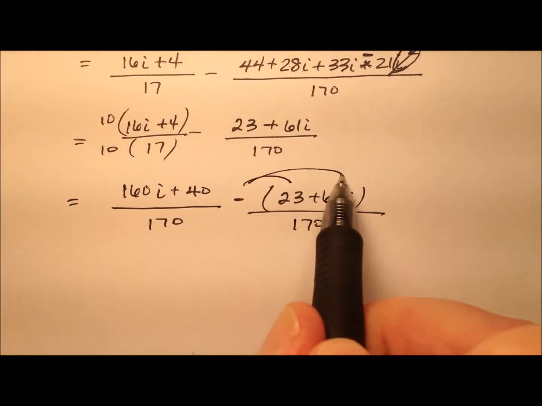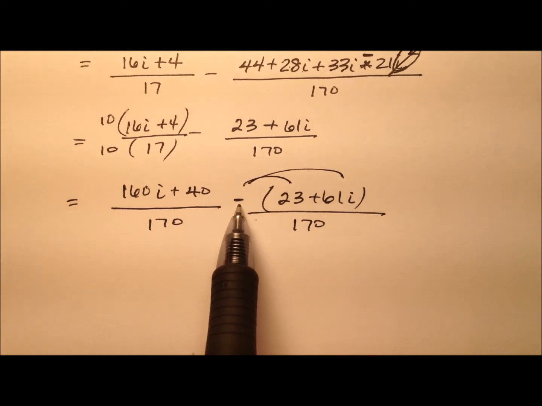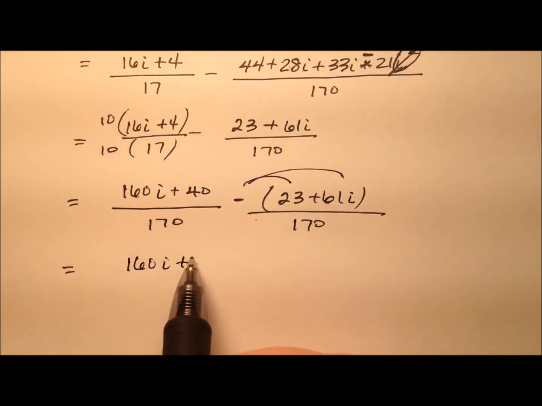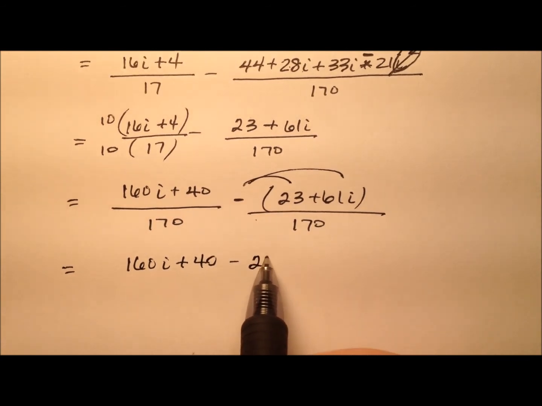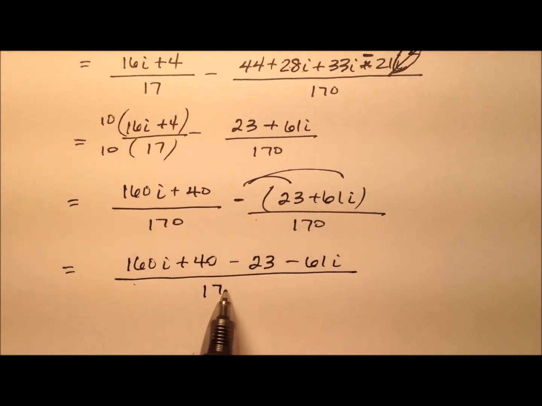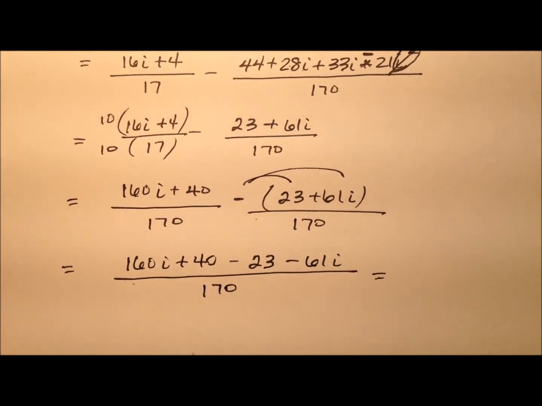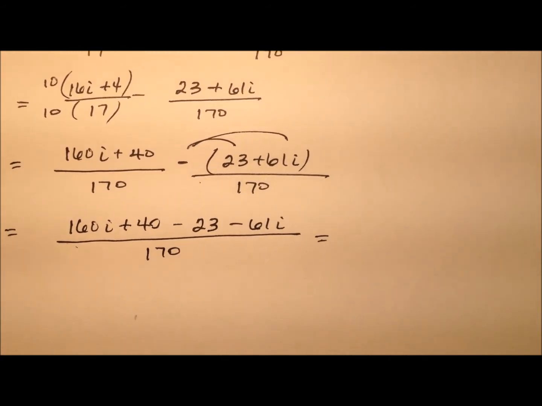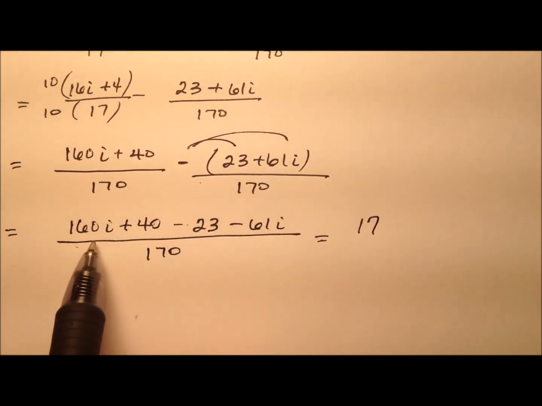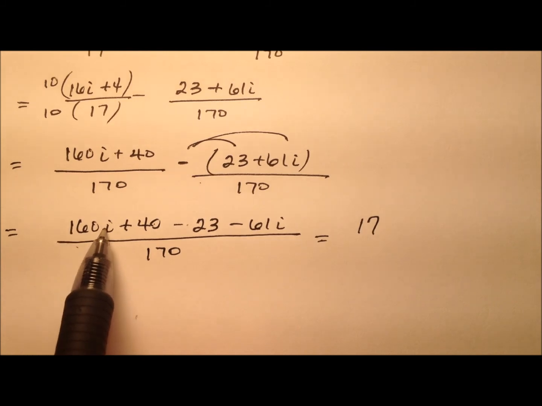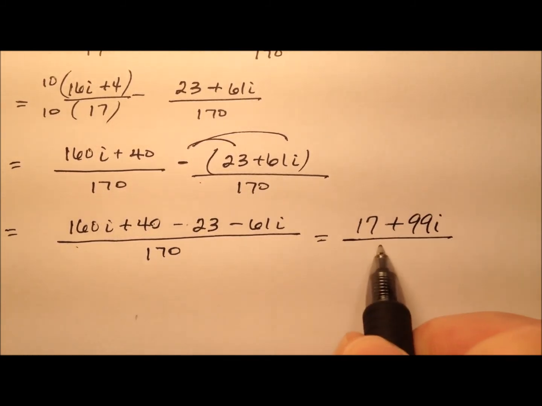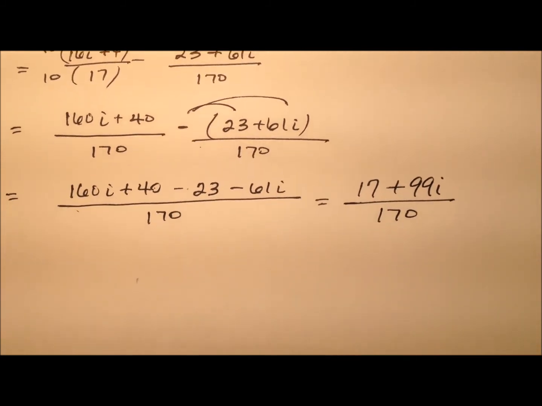So when I distribute this minus, because ultimately this is a subtraction problem, I'm going to have 160i plus 40 minus 23 minus 61i all over 170. So the real part will be 40 minus 23, so 17. And the imaginary part, 160i minus 61i, will be 99i. And that's all over 170.